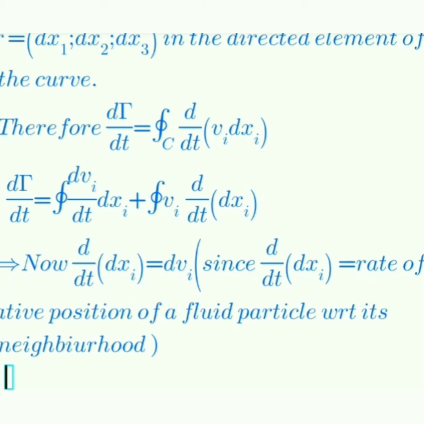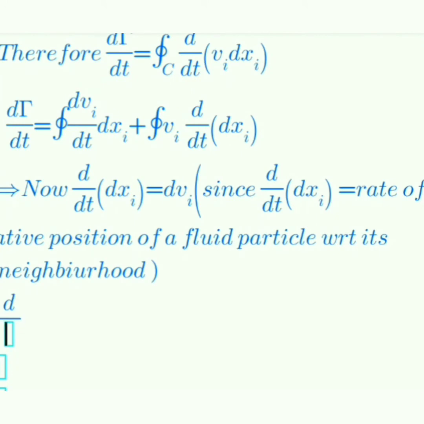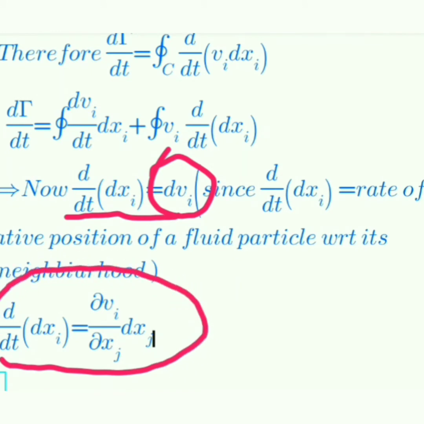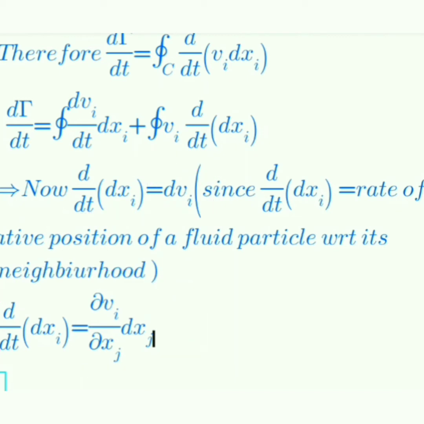So friends, now I will say that d/dt of dxi can be written as the relative velocity. It can be written this way: del Vi by del xj dxj. This question is only for university students, because I explain only for universities. We are handling a small element, so d/dt of dxi equals dVi, which is del Vi by del xj dxj. This is the value of dVi, so this is the total you get.